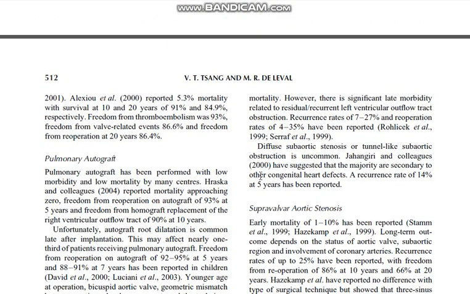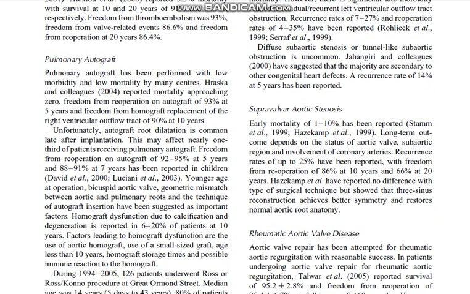Mechanical aortic valve replacement. In children, this carries low morbidity and mortality with a reasonable long-term outcome. Alexio reported 5.3% mortality with survival at 10 and 20 years of 91% and 84% respectively. Freedom from thromboembolism was 93%, freedom from valve-related events 86%, and freedom from reoperation at 20 years 86%.